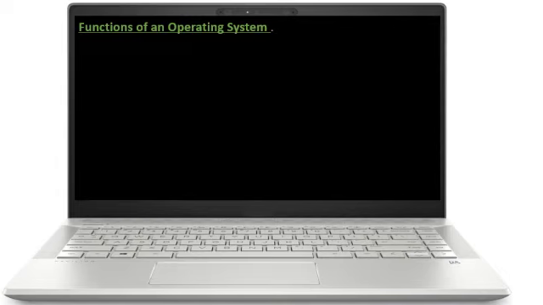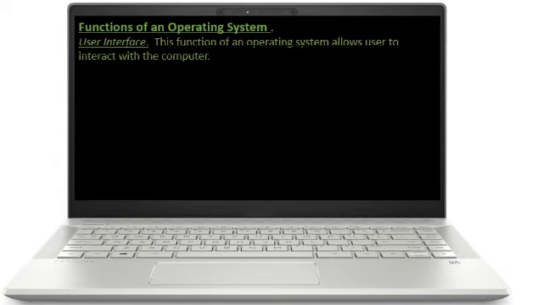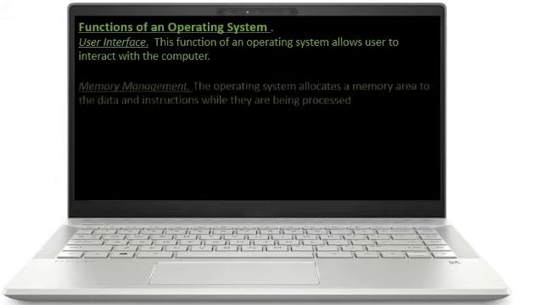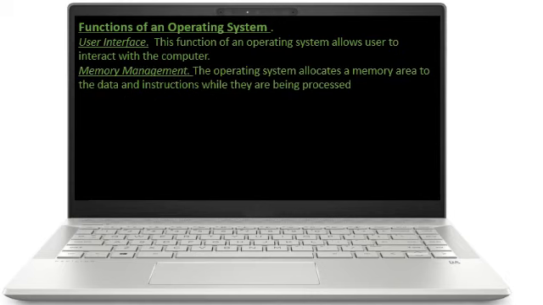Functions of an operating system. User interface, this is the number one function. The function of an operating system is to allow the user to interact with the computer. Number two, memory management. The operating system allocates a memory area to the data and instructions while they are being processed.